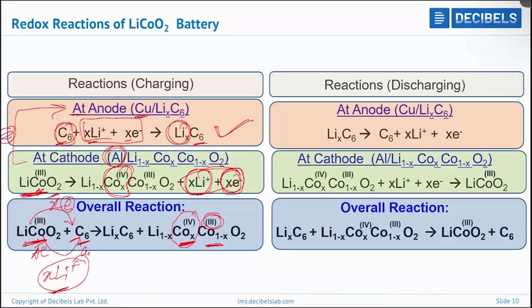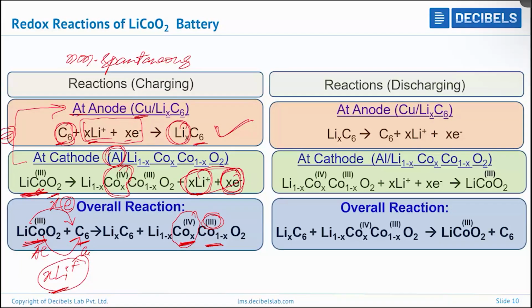So once it is being charged, the voltage increases. The SOC may increase to 100%. Then the battery starts discharging spontaneously. So this is non-spontaneous. It means it is at the cost of energy. Here we are supplying energy from outside.